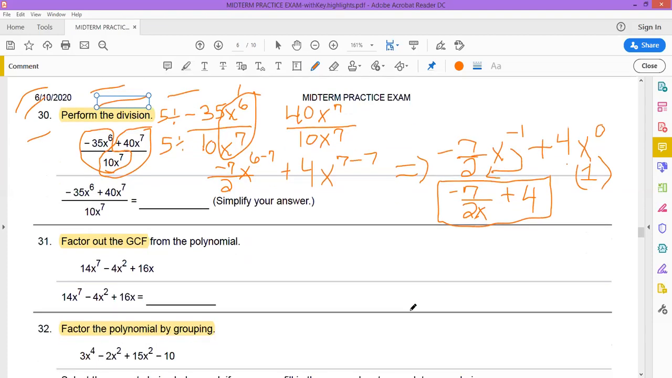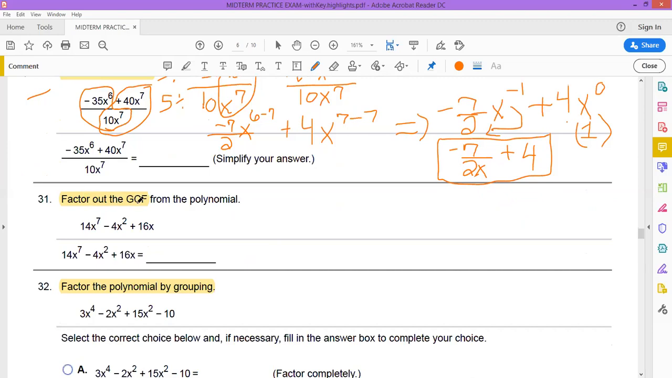Now let's look at number 31. We're asked to factor out the GCF. Now we want the greatest common factor. We want to find the biggest number that we can divide into 14, 4, and 16. The biggest number that we can divide into 14, 4, and 16 is going to be 2. Right? 2 can be divided into each of those terms. Now, what do I multiply 2 by to get 14x to the 7th? It will be 7x.